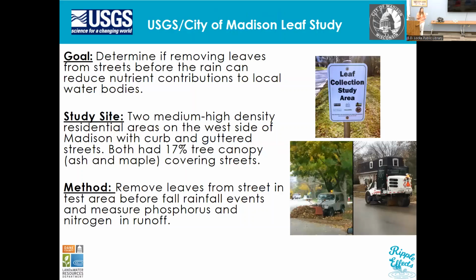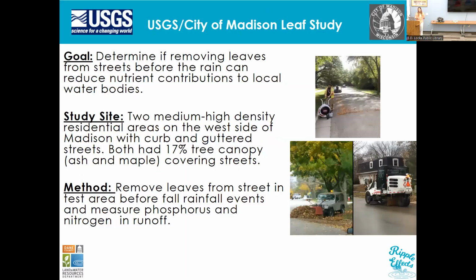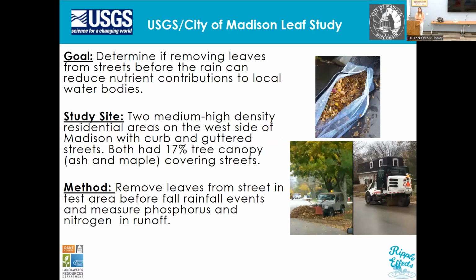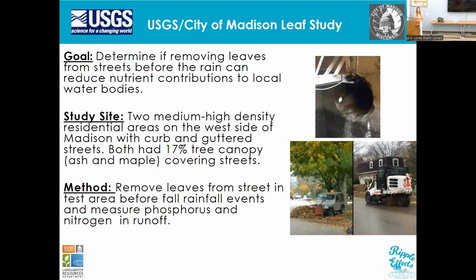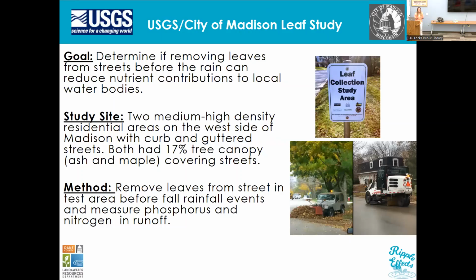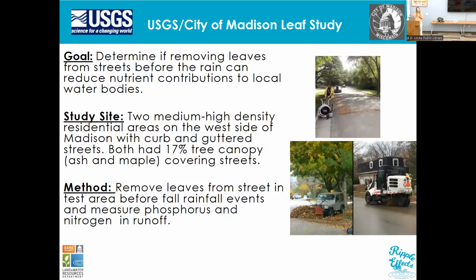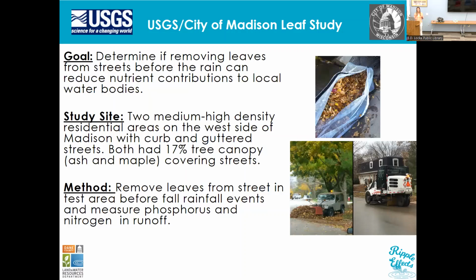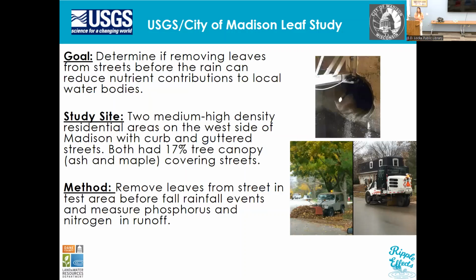So we're really fortunate in the Madison area. We partnered with USGS back in 2015, MAMSWaP, or the Madison Area Municipal Stormwater Partnership, and several other municipalities actually contributed funds for this leaf study that USGS and the City of Madison led. I just want to give a little background on this leaf study, because what came out of it was really important and helped drive our outreach efforts around leaves. The goal of the study was to determine if removing leaves from the street before the rain, how much of a difference that actually makes in reducing phosphorus to our water bodies here in the Madison area.